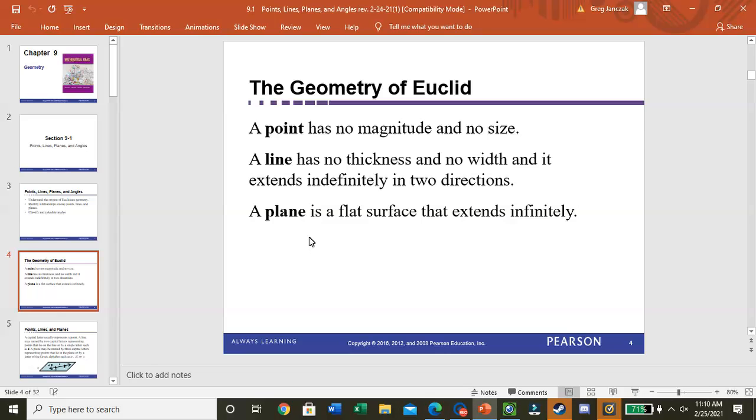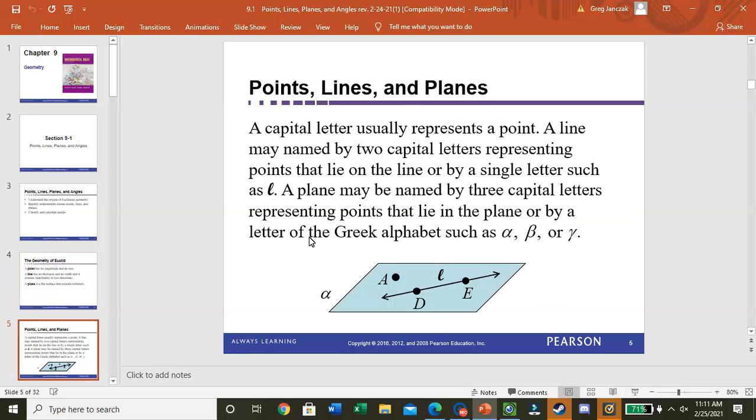A plane is a flat surface that extends indefinitely. So the wall would be considered a plane, the floor is considered a plane, this blackboard or this marker board here is considered a plane. All right. But these are finite planes, whereas planes can actually extend out indefinitely by definition.